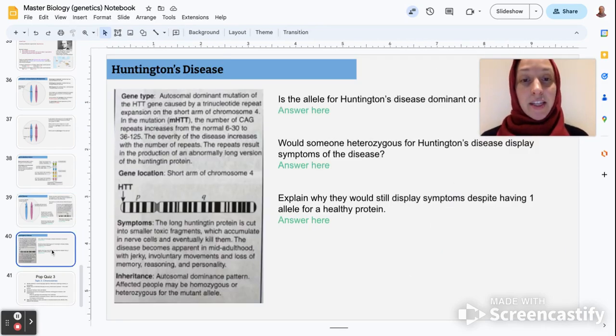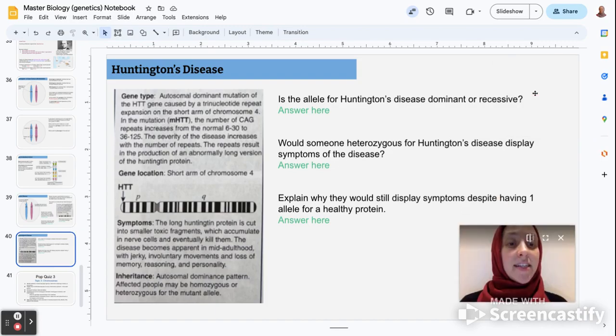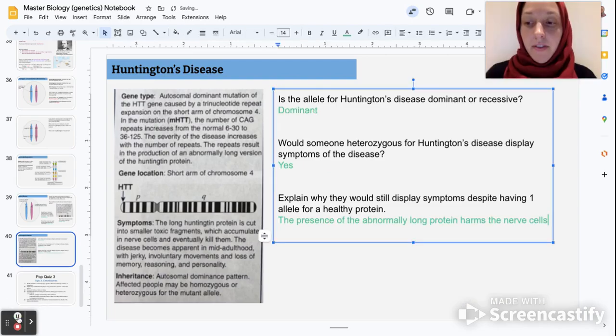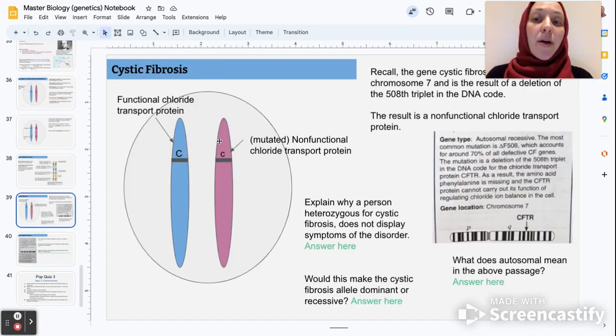All right, so now let's look at the next passage. Is Huntington's disease dominant or recessive? And would someone heterozygous for Huntington's disease display symptoms of the disease? And why would they still display symptoms despite having one allele for a healthy protein? Yeah, so you should have got that Huntington's disease is dominant. And if someone is heterozygous, that means because it's dominant, they would still have Huntington's disease. And why do they still have symptoms even if they have a healthy allele? So in this case, they have one healthy allele and they have one mutated one. But why do they still display the disease?